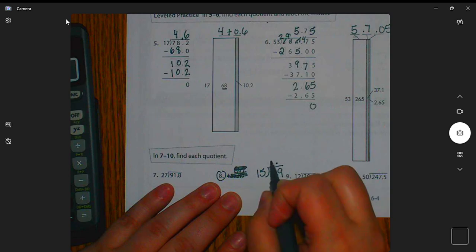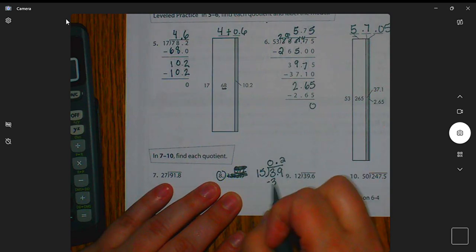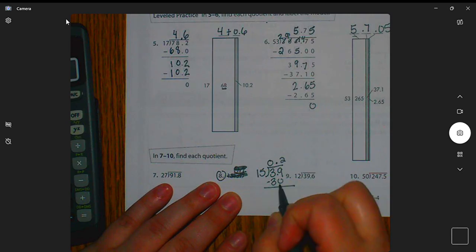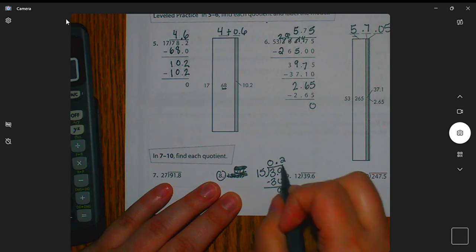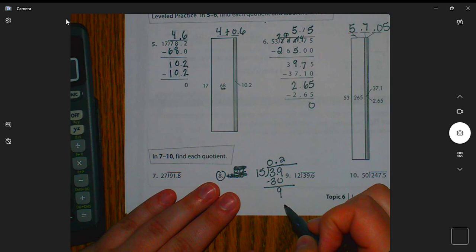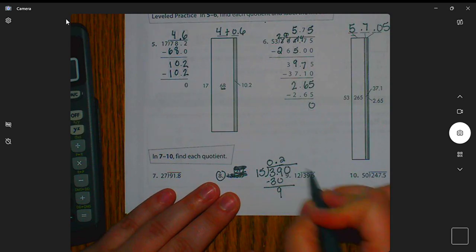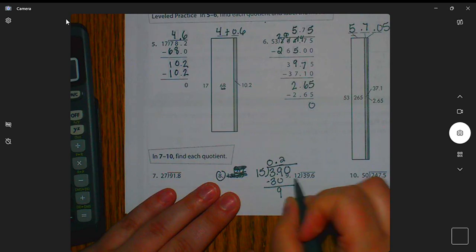All right, so again, I get a 2, minus 30. I was on the right track. My brain just thought I wasn't. And I'm left with 9. Now, can 15 divide into 9? No. So I'm going to have to come up, and I need to add a 0 so that I can continue to divide.